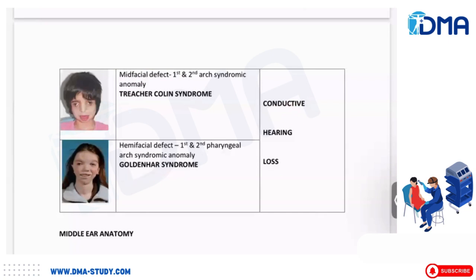Why? As I have told you, the first and second pharyngeal arches result in the formation of the external and middle ear. If such pharyngeal arches are defective or not forming well, that results in these syndromes. Okay. So Treacher-Collins and Goldenhar syndrome have conductive hearing loss. That's the most important MCQ.